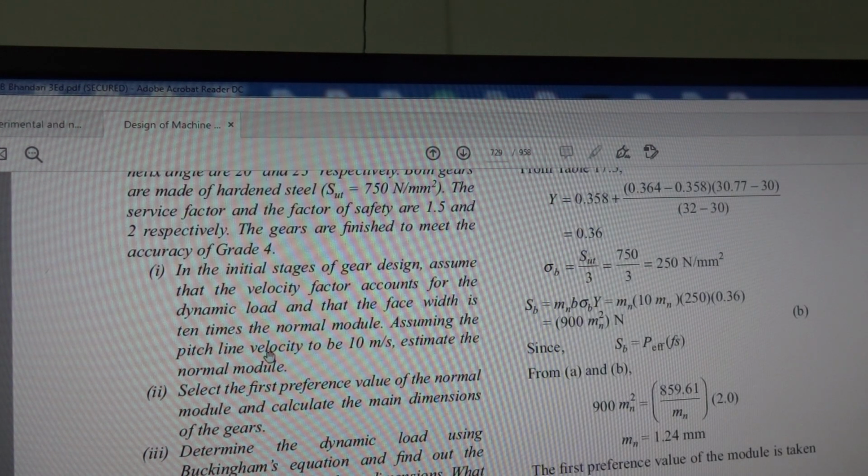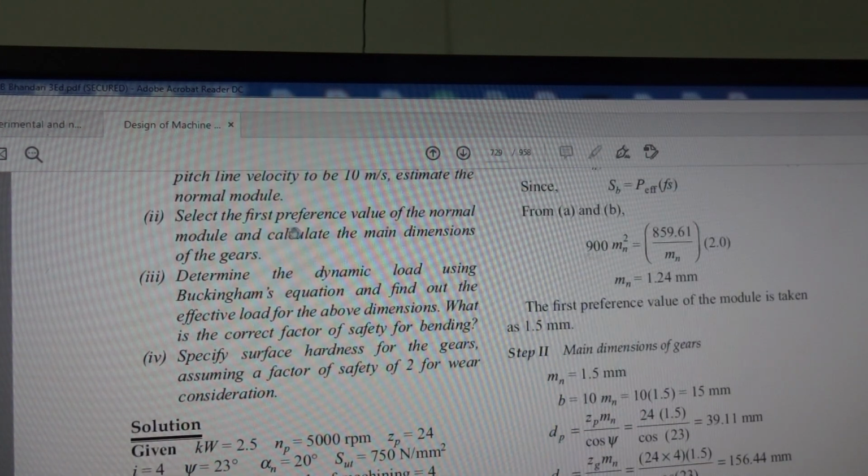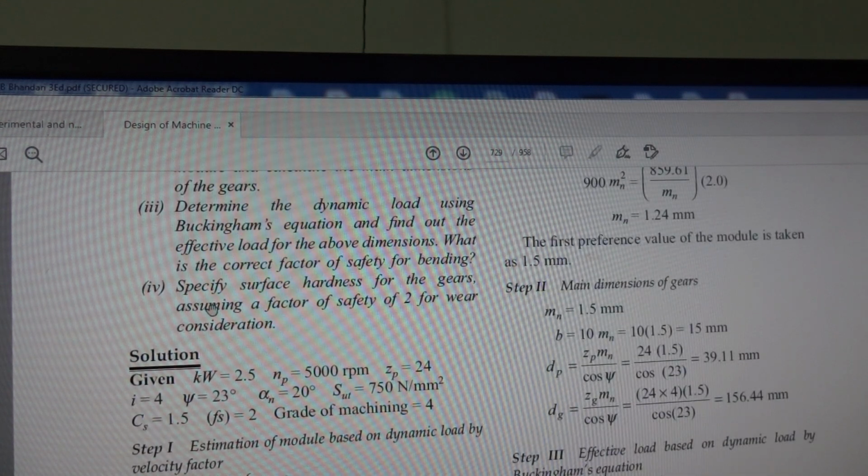Assuming that the pitch line velocity is 10 meters per second, estimate the normal module. Second part: select the first preference value of the normal module and calculate the main dimensions of the gear. Third: determine the dynamic load using the Buckingham equation and find out the effective load, and for the above dimensions, what is the correct factor of safety for bending. And fourth: specify the factor of safety of 2 for wear.